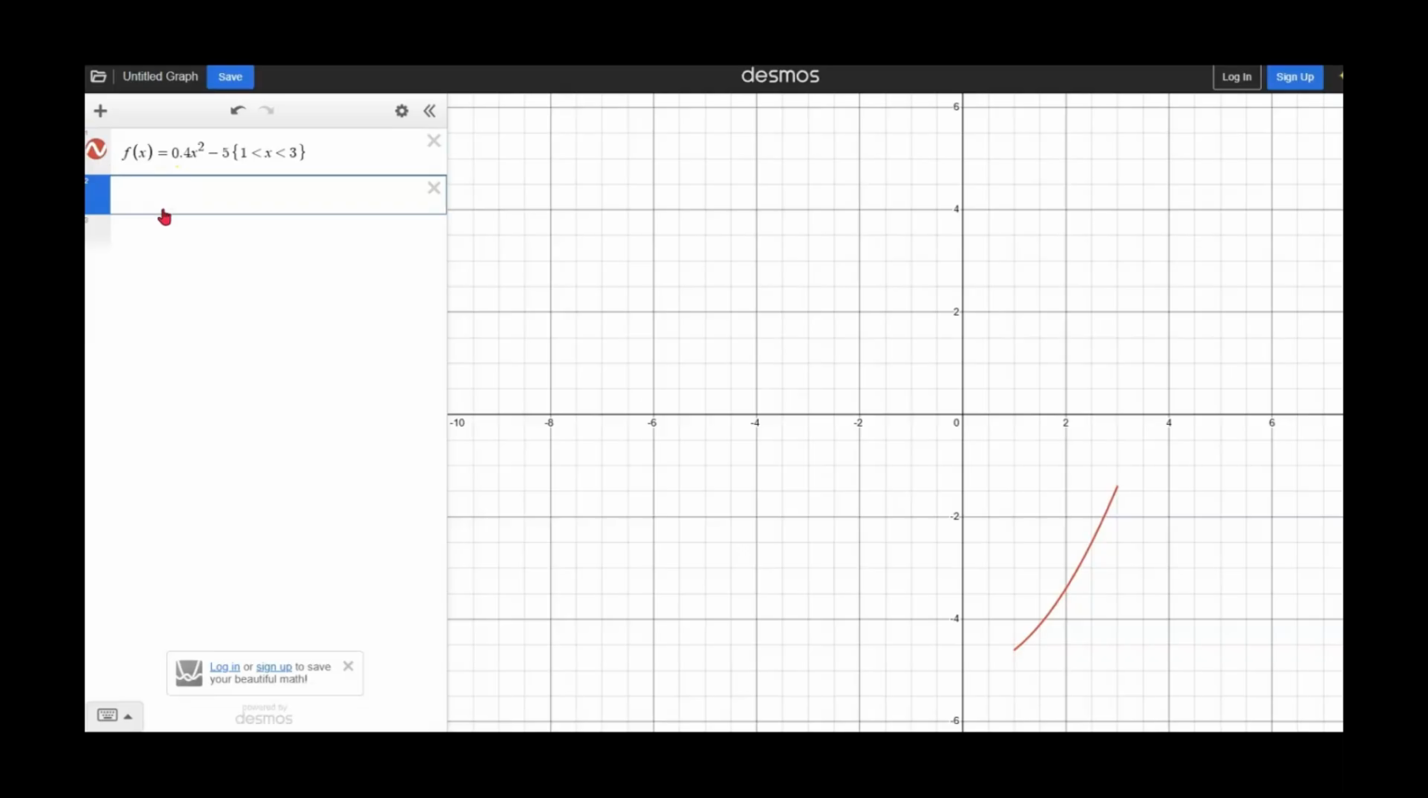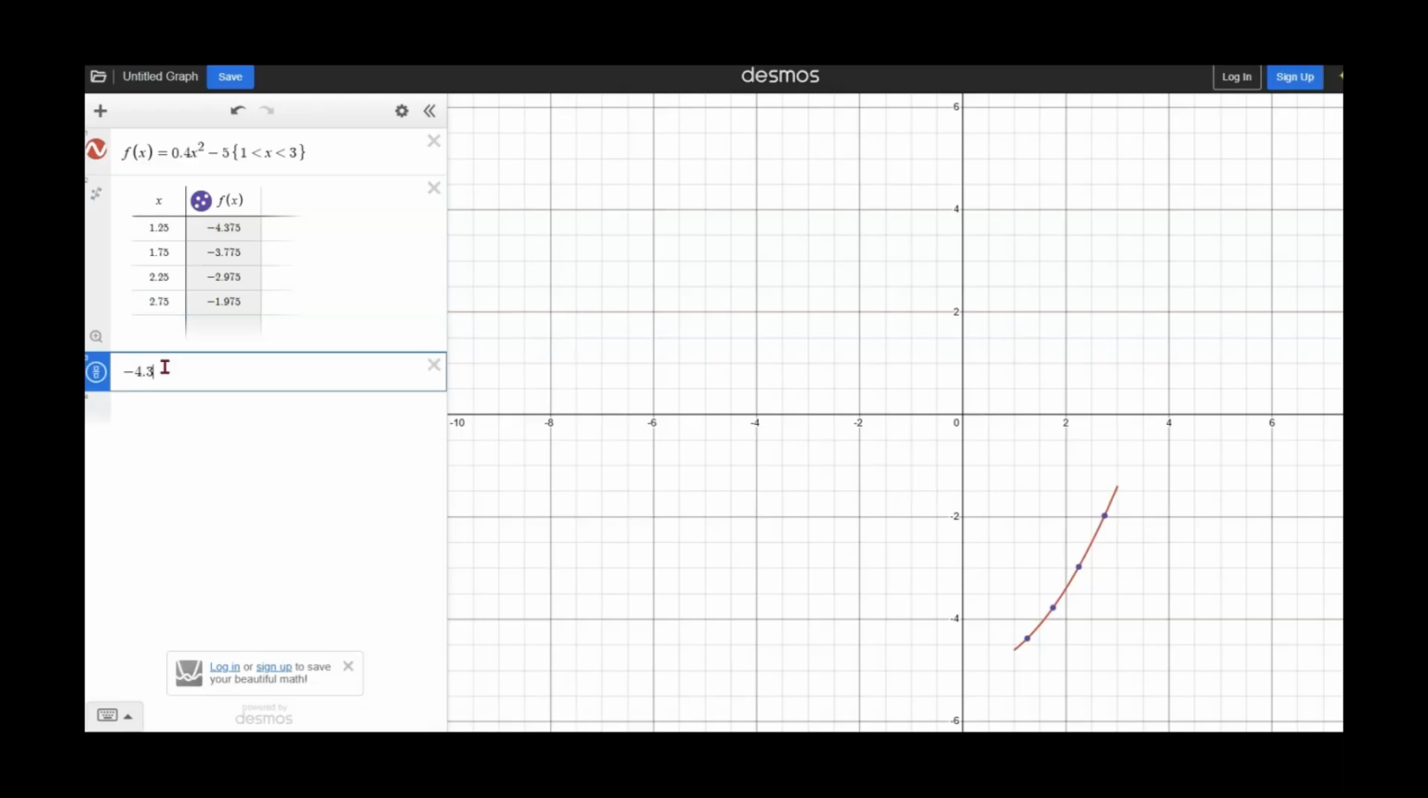And so we'll add a table where we're interested in x and f of x. And we'll let x be, remembering that we want to calculate at 1.25, and then at 1.75, and then 2.25. These are all the midpoints of those subintervals. Okay, so we're looking at negative 4.375, minus 3.75, minus 2.975, minus 1.975. So negative 13.1.